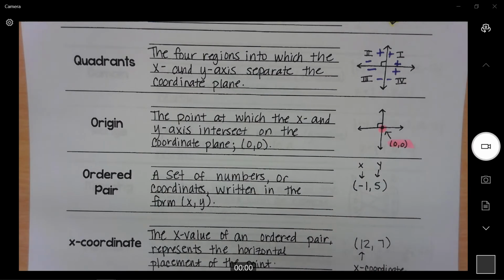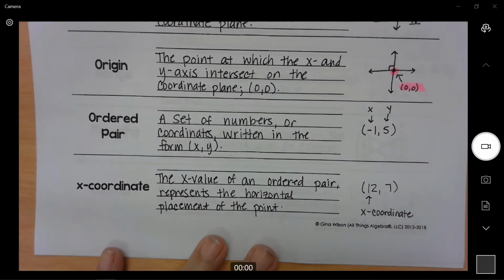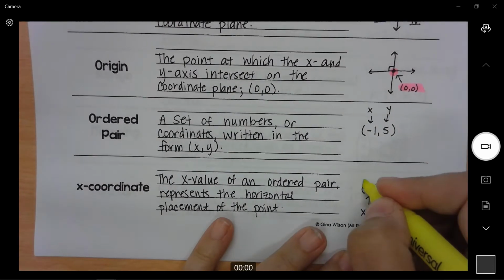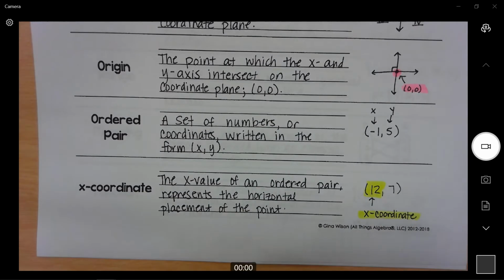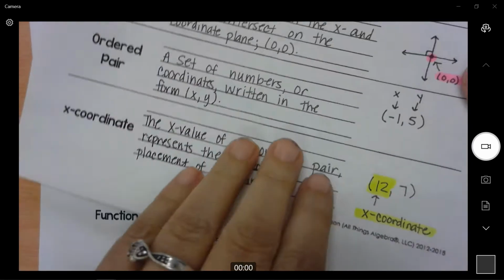Think alphabet. A, B, C, D, X, Y, Z. So X always comes first. The X coordinate is the first number. Whenever we're solving on the graph, remember we always use the X value for the answer because it is the solution to what we're looking for. It's the X coordinate.